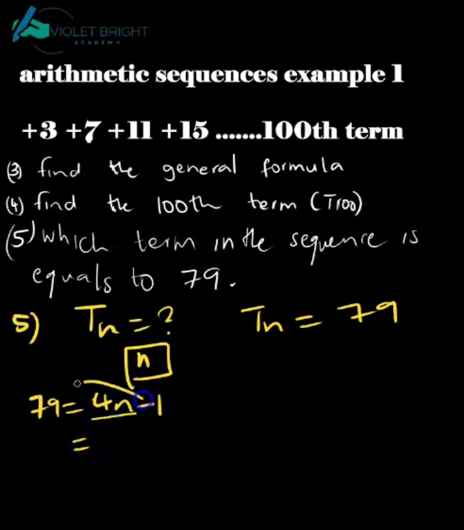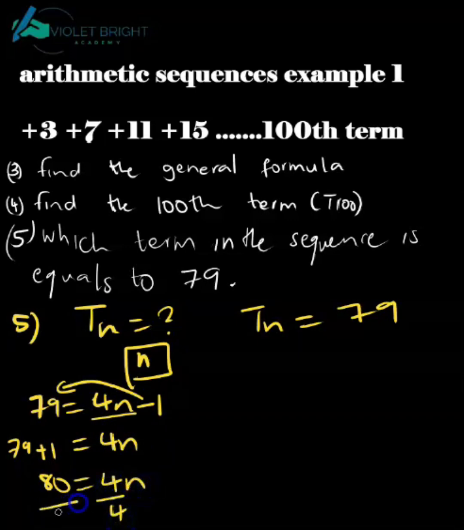This one goes to the other side. 79 plus 1 is equal to 4n. So it's 80 equals 4n. And now divide both sides by 4, and our answer will give us 20.